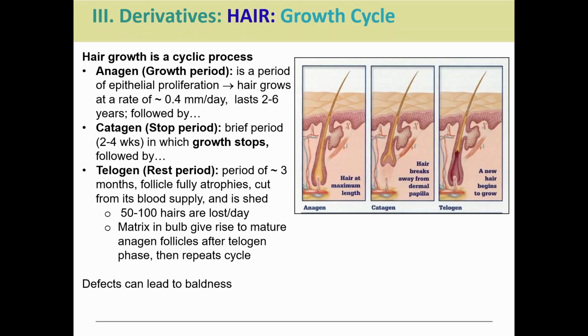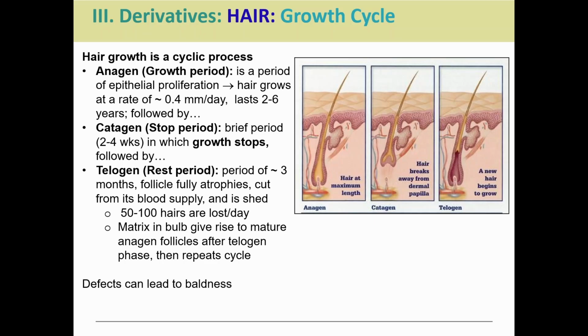Now, hair grows in a cycle. There's 3 parts. There's the anagen, the catagen, and the telogen phases. So in the anagen phase, we are actively growing. We're looking at about 0.4 millimeters a day, and this can last several years. After several years, we go into catagen, which is the stop period, which basically is a few weeks where we just don't do anything.